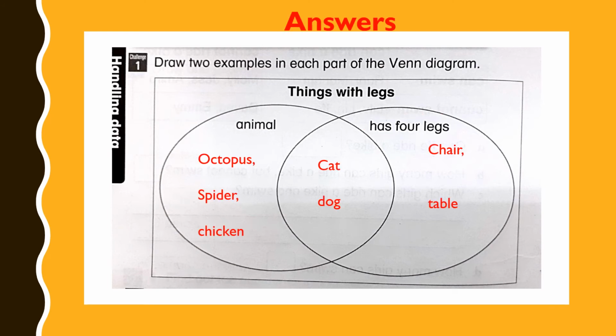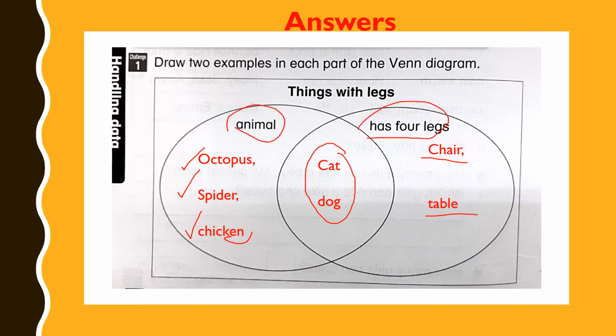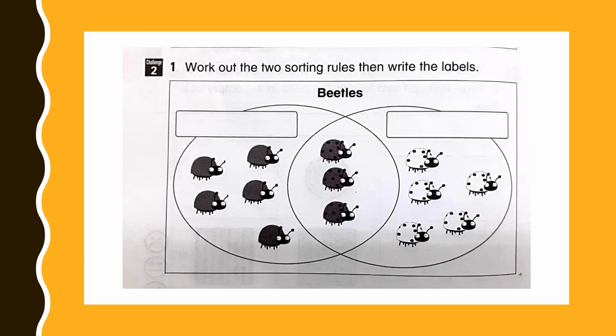See, the animals are octopus, spider and chicken, which have more than 4 legs or 2 legs. And here the things which are not animals and have 4 legs are chair and table. And in the middle part, that means which is an animal as well as has 4 legs, are cat and dog. Okay. Now work out the two sorting rules, then write the labels.